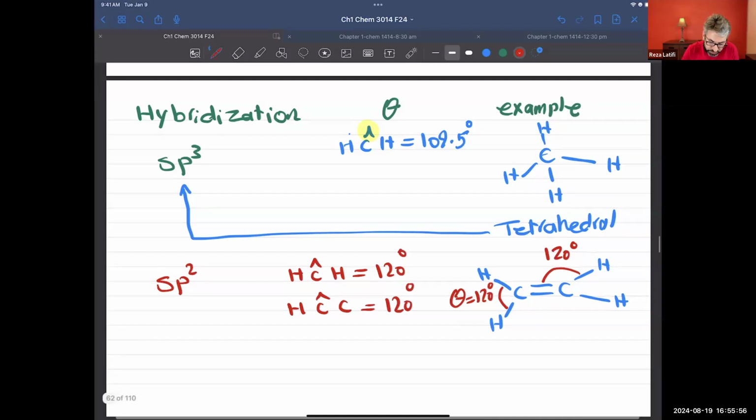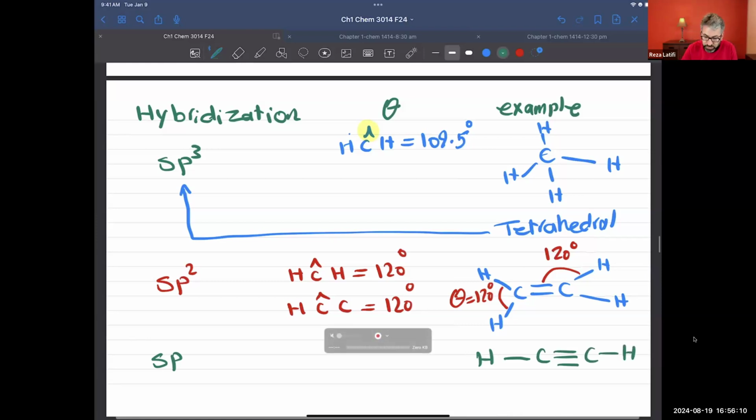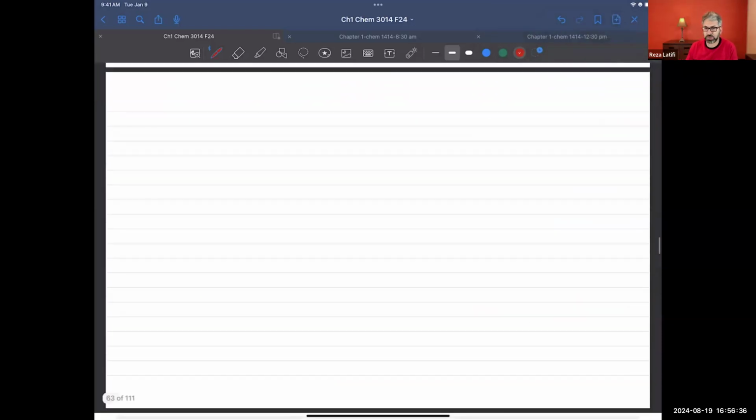Now, what if you change this one to sp1? For sp1, or sp, an example is H attached to carbon, and now a triple bond, carbon, H. I'm looking for this bond angle. What's the bond angle here? When the hybridization is sp, it will be 180 degrees.